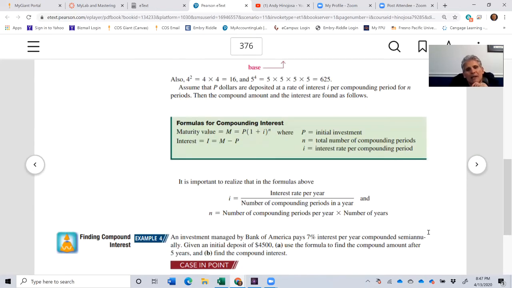An investment managed by a Bank of America pays 7% interest per year compounded semi-annually. Given an initial deposit of $4,500, use the formula to find the compound amount after 5 years, and B, find the compound interest. Okay, so go ahead and try to solve.